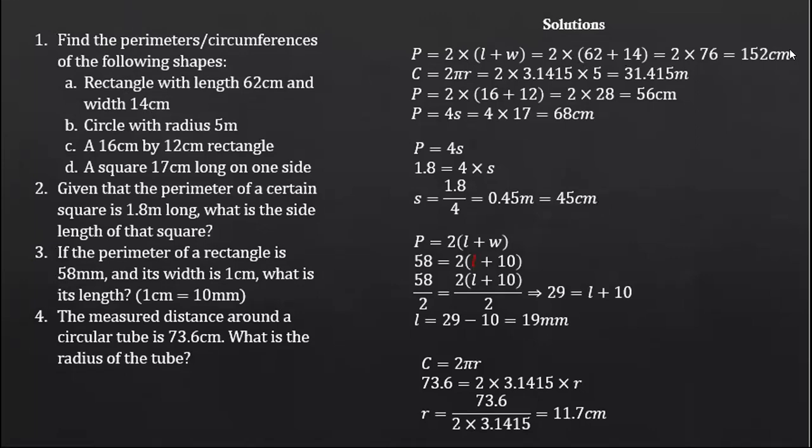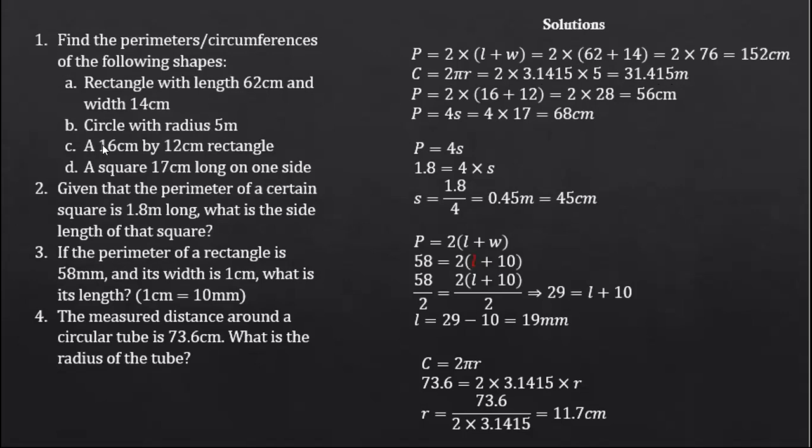Yes, miss. Okay. Next, we want to find the perimeter or the circumference of a circle with a radius of 5 meters. So our two constants will always be 2 and pi. And pi, as we all know, is 3.1415. So we're going to multiply that by 5 to give us 31.415 meters. And that is our circumference of our circle.